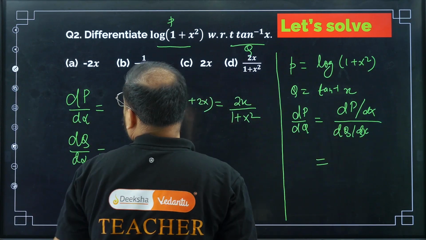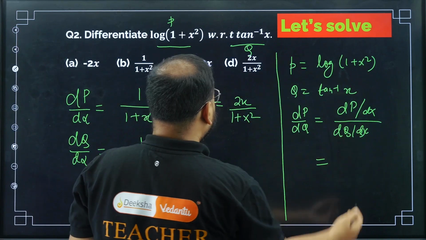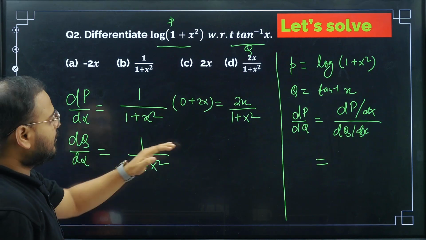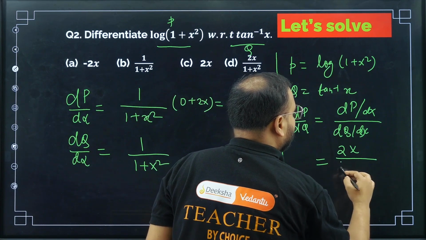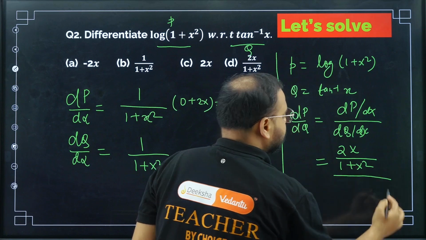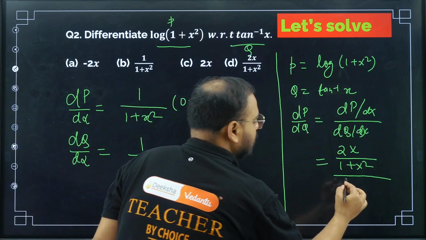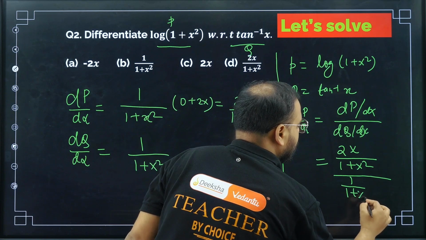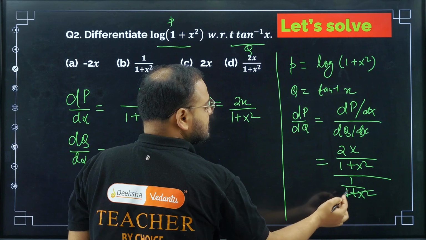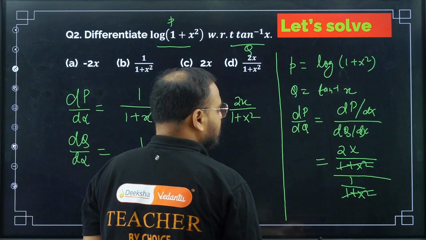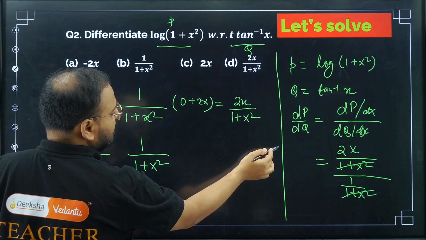dp by dx is 2x upon 1 plus x square. And dq by dx is 1 upon 1 plus x square. Something is getting cancelled: 1 plus x square and 1 plus x square. So let me write the final answer.